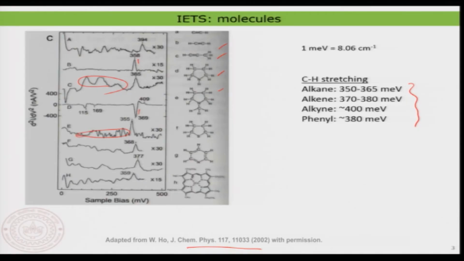Well, that is the inelastic tunneling spectroscopy that I want to discuss, but of course you are free to choose any type of molecule that you think about, and one can understand what is going on at the interface.